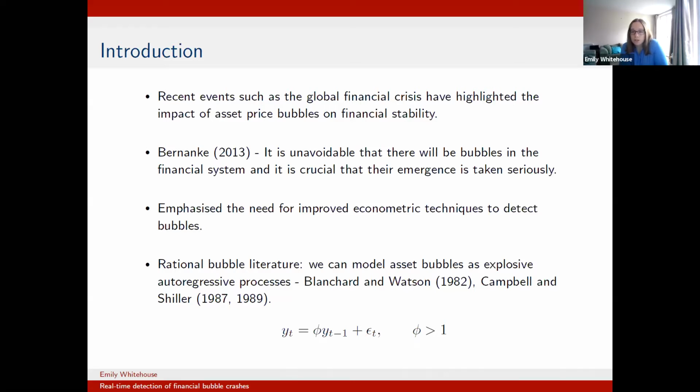And much of this resurgence in the econometric literature has focused on the rational bubble literature, because that tells us that we can model asset bubbles as explosive autoregressive processes. So you look at this AR(1) model we've got here. If that parameter phi is greater than 1, we have an explosive autoregression.